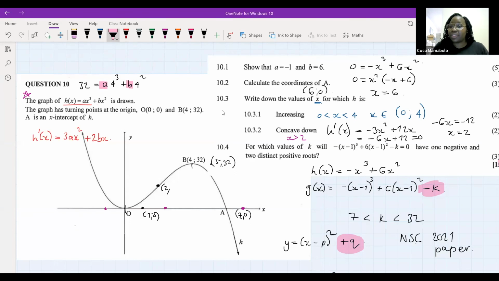So this negative k over here is actually just asking us, how far up or down do you need to move your graph in order to get 3 different answers? But of those 3 different answers, 2 of them must be positive, 1 of them must be negative. And that's what they're actually asking for, which is going to make it a little bit more difficult.